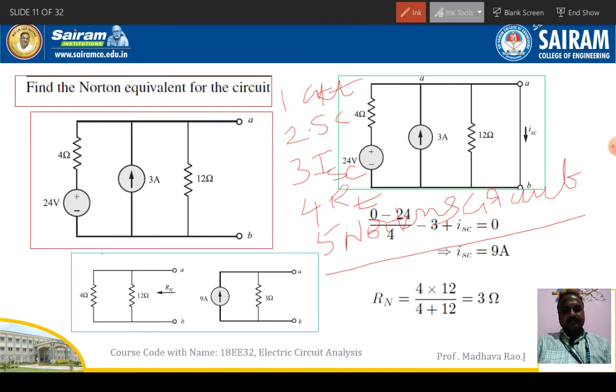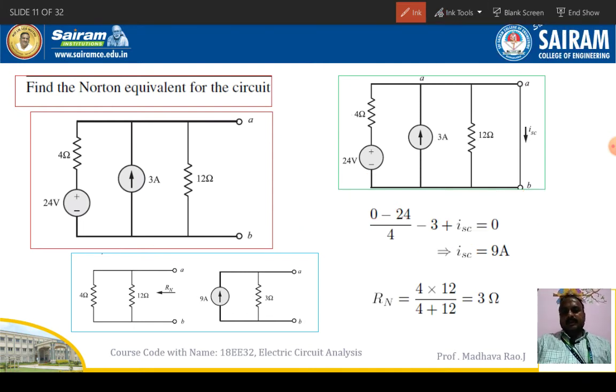Right. So first, observe the circuit. The circuit consists of both a voltage source and a current source, and a 12 ohm resistor and a 4 ohm resistor. So first you have to find out ISC. For ISC, you have to short circuit these two terminals and apply the node analysis method, and find the ISC.